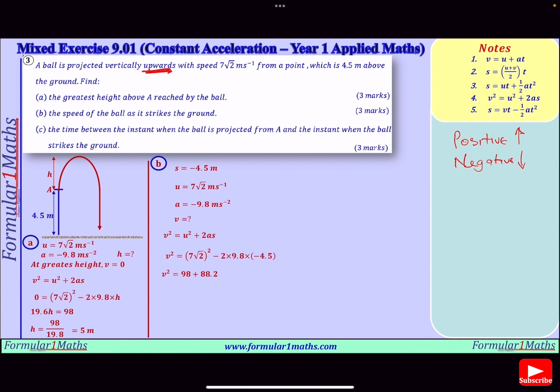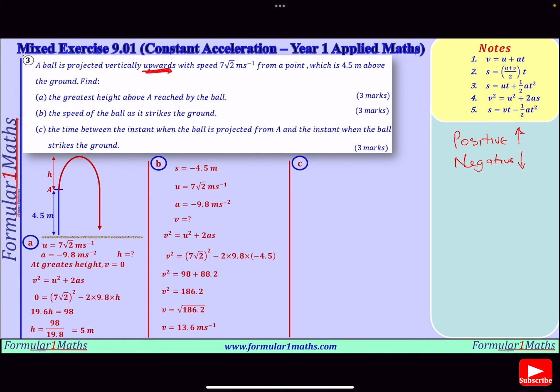Simplifying will give v squared equals 98 plus 88.2. Further simplification will give v squared equals 186.2. And then we find the square root to find v. And finally, we get v equals 13.6 meters per second. And that's the speed with which it strikes the ground.